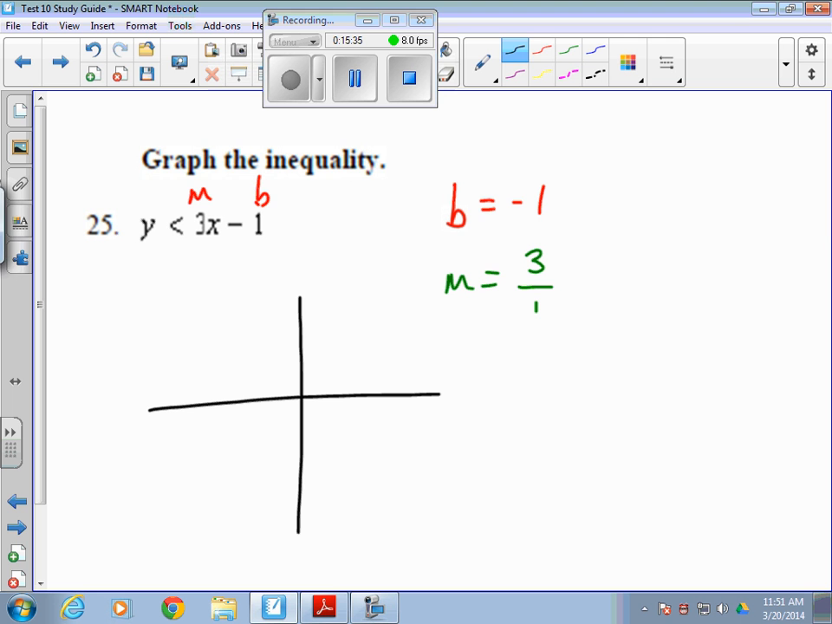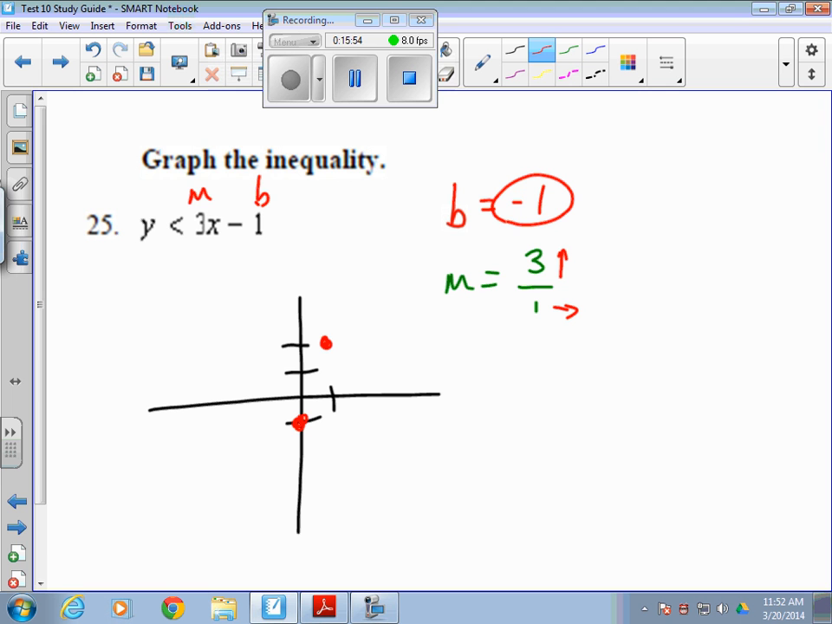Begin at negative 1. That's what our b value tells us, to start on our y-axis at negative 1. Our m value says 3 over 1. That's positive 3. That means go up. Over 1, that means go right. So go up 1, 2, 3, and to the right 1 time. That's where we're going to put our second point.